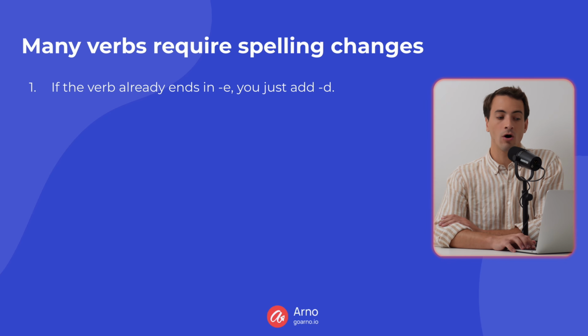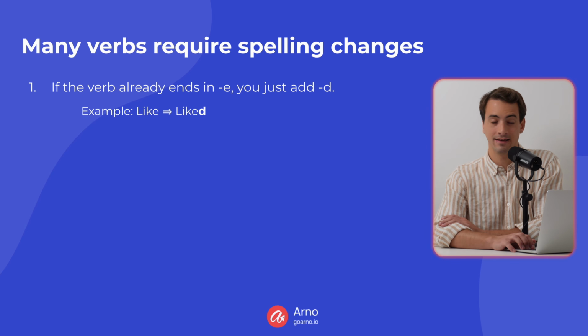If the verb already ends in e, you just add d. For example, like ends in an e, so you just add d to get liked.